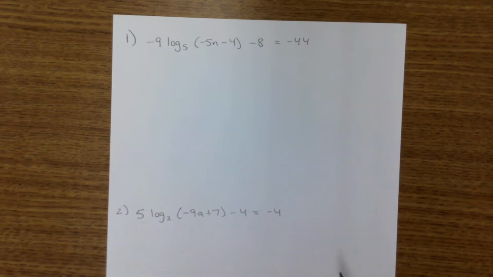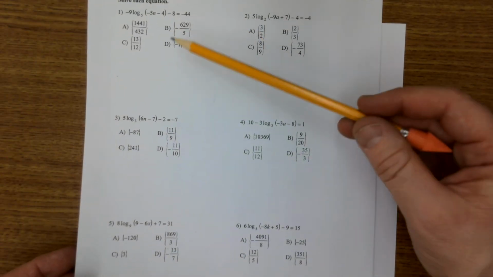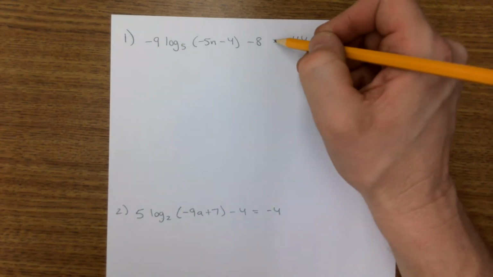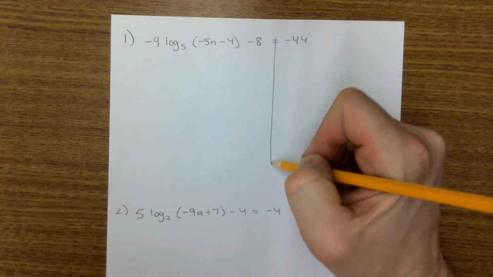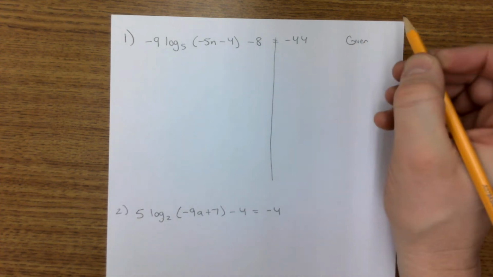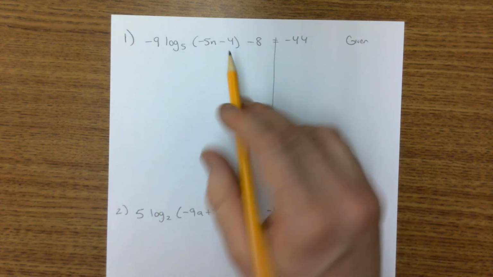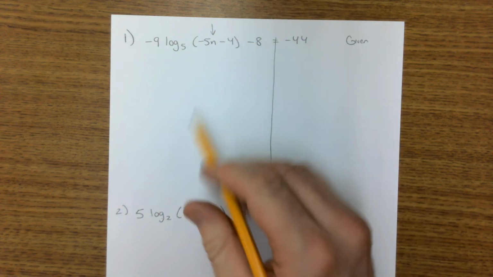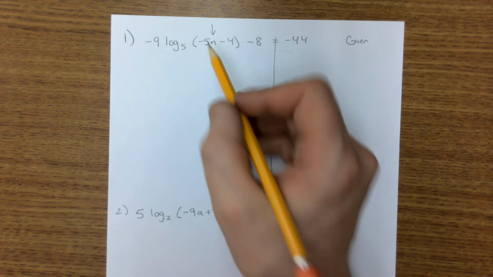All right, so for your homework, you have this worksheet here, a bunch of multiple choice problems and equations to solve. All right, equation number 1. It looks a lot worse than it is, but we are given this equation. And now what we have to do is solve for n. So we're going to do some algebra and get rid of everything around the letter n.